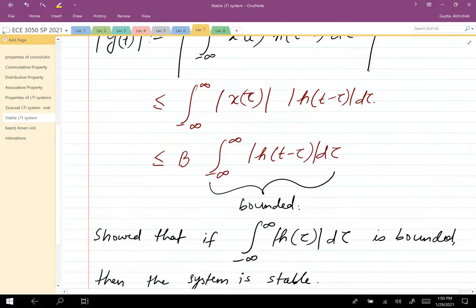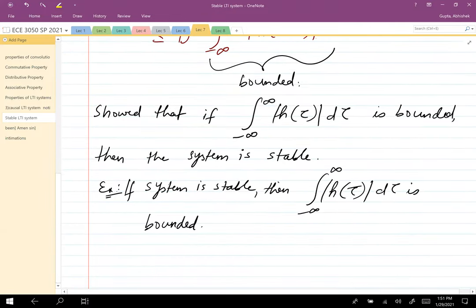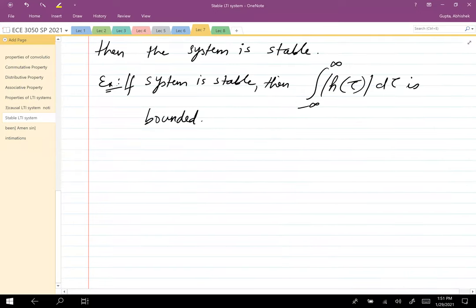And so I took the absolute value of y(t), did some set of inequalities, and I realized that if the impulse response of the LTI system is integrable, by integrable I mean that the absolute value of h(tau) is integrable, so this whole integral makes sense, it's bounded, then the system is stable. And one of the exercises that I left open in the previous class was, if the system is stable, then it turns out that the impulse response is bounded, okay? There is an exercise in the book which tells you how to prove this result, so I'm not going to be proving this in the class.